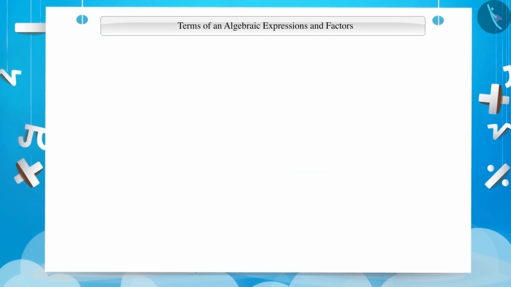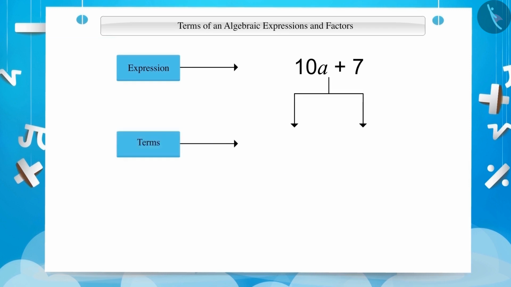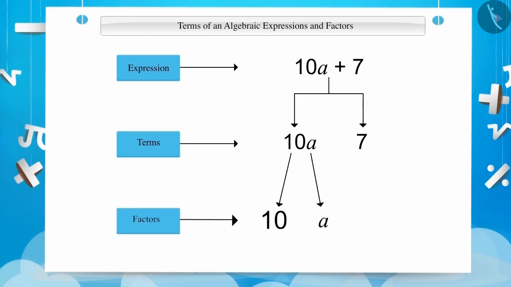Therefore, for an expression, terms are written this way using operations of addition or subtraction. These terms are called the terms of an expression. In the product of a variable and a number, the number is called the coefficient. For example, 10 is the coefficient of a in the expression 10a.